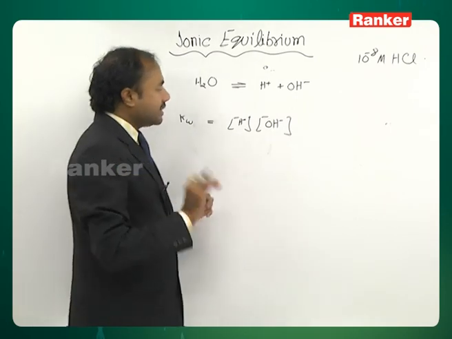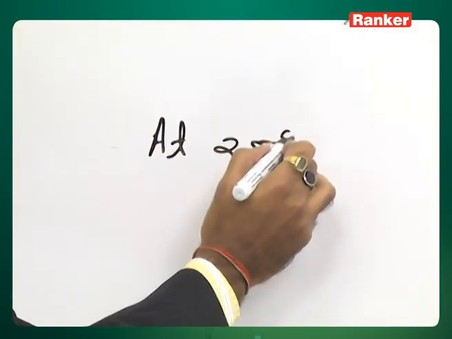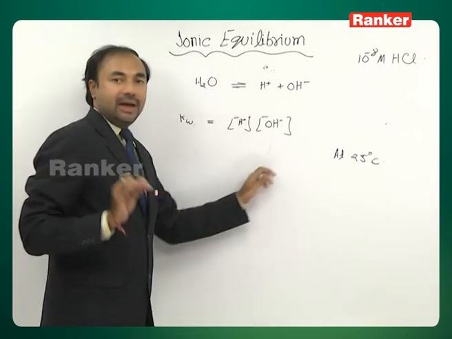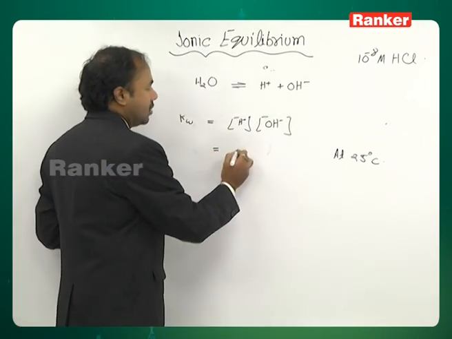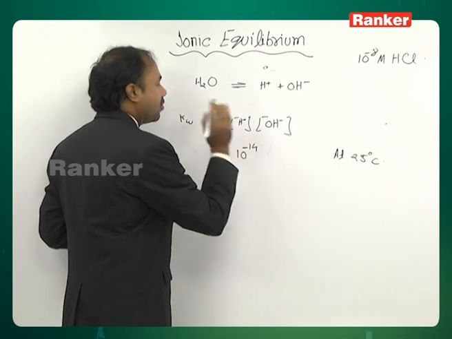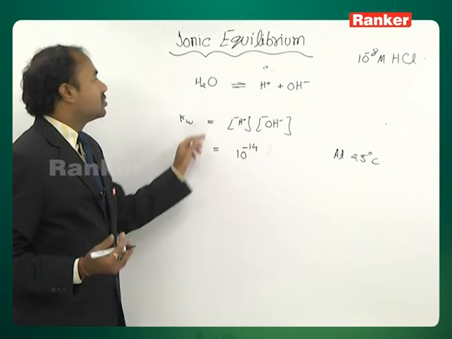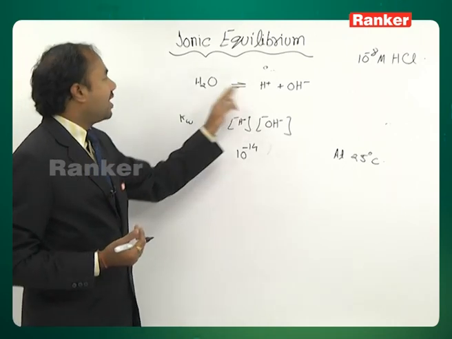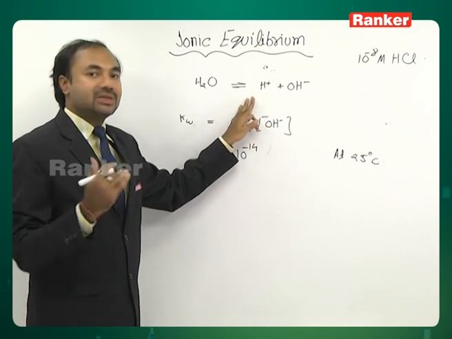Now, at 25 degrees Celsius, remember only at 25 or 27, this value comes out to be equal to 10 to power minus 14. Remember, only at 25 or 27. As you change the temperature, because the forward reaction is endothermic, the equilibrium constant changes because the dissociations change.